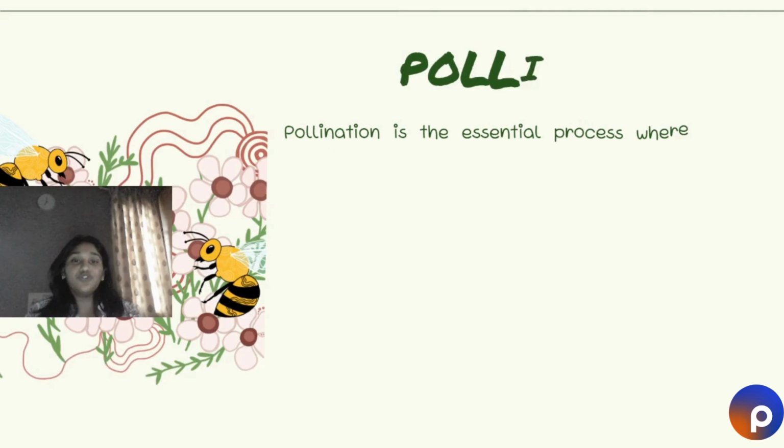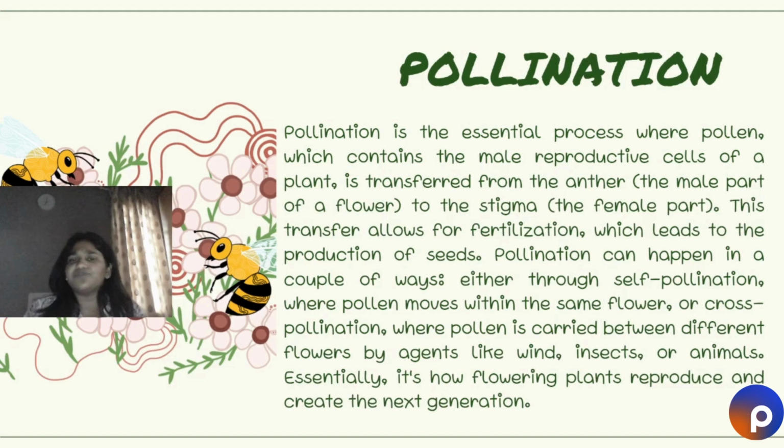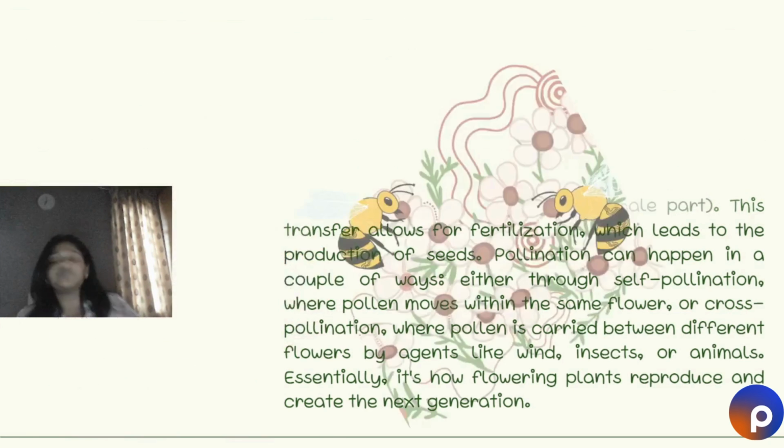Now let's go into pollination. What is pollination? Pollination is an essential process where pollen, which contains the male reproductive cells of a plant, is transferred to another which has the stigma, which is the female reproductive part. This transfer allows for fertilization, which leads to the production of seeds. Pollination can happen in a couple of ways, either through self-pollination, where pollen moves within the same flower, or cross-pollination, where pollen is carried between different flowers by agents like wind, insects or animals. Essentially, it's how flowering plants reproduce and create the next generation.